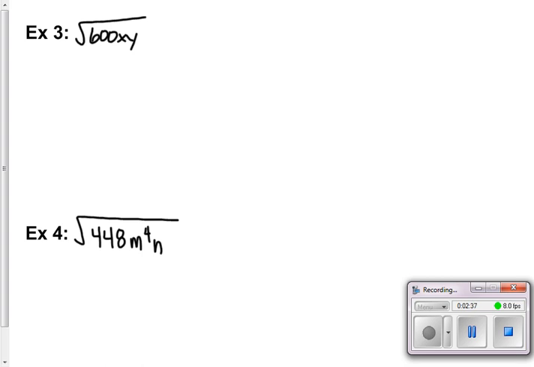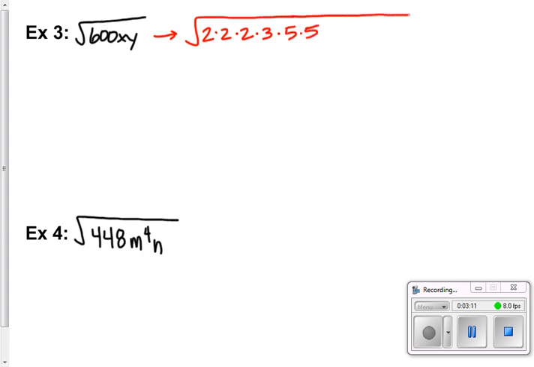Example 3, 600xy. Again, start off by prime factorizing here. We know a 2 can go into 600, so I'm going to divide it by 2. That brings me down to 300, which another 2 can go into, so I'll divide that by 2, giving me 150. When I divide 150 by 2, I get 75. I know 75 is divisible by 3, and I'm left with 25, which breaks down into 2 5's. And then our variables, we have 1x and 1y.